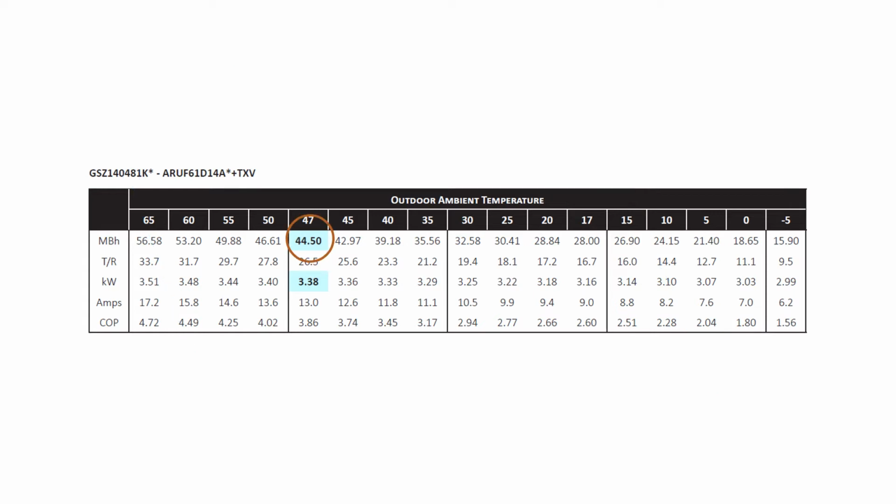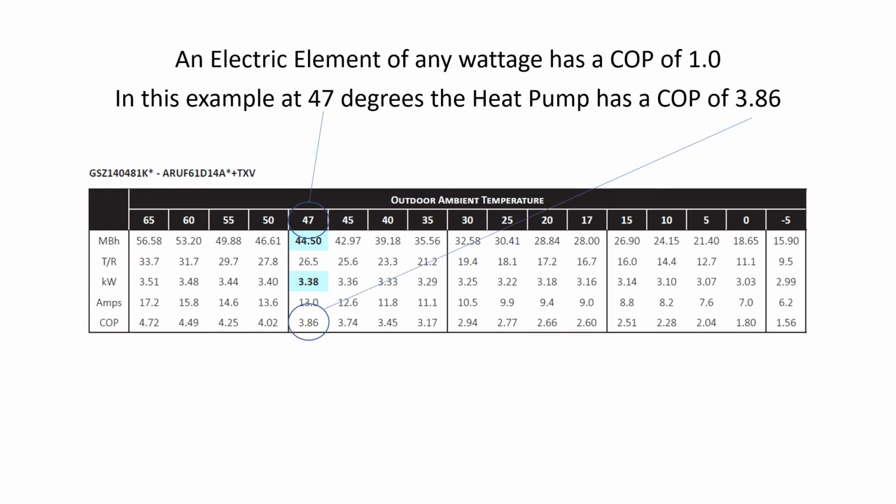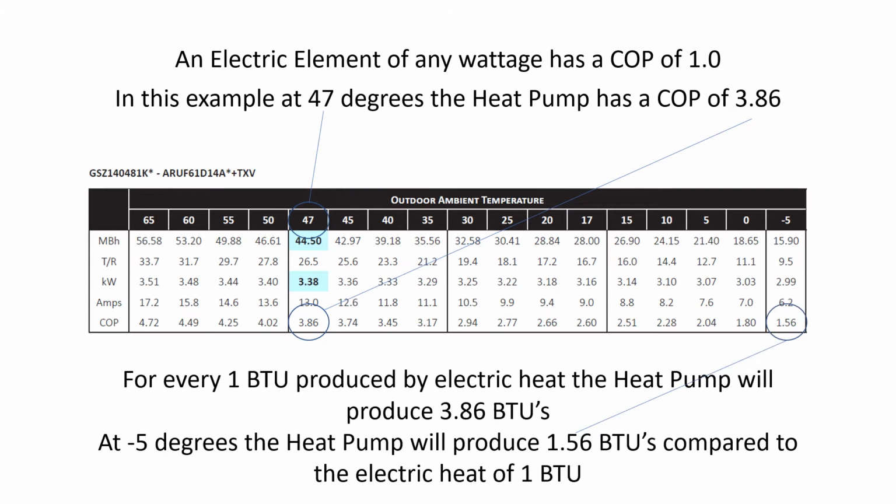For a moment during verification, we'll talk about the COP and the amp draw of the equipment. You'll see at our high temperature of 47, we're drawing 13 amps. An electric element of any wattage has a COP of 1.0. In this example, at 47 degrees, the heat pump has a coefficient of performance of 3.86. So for every 1 BTU produced by the electric heat, the heat pump will produce 3.86 BTUs. At -5, the heat pump will still produce 1.56 BTUs compared to the electric heat producing 1 BTU.